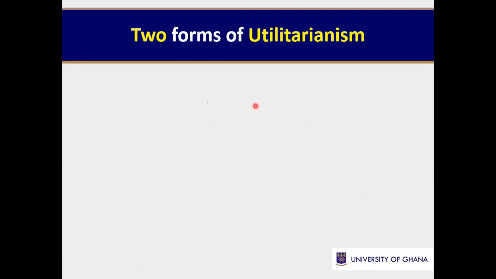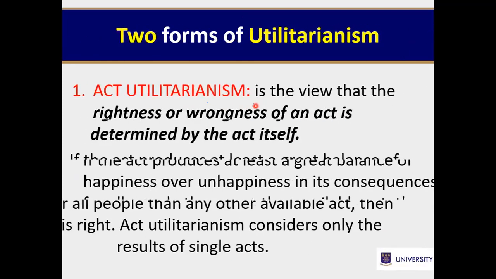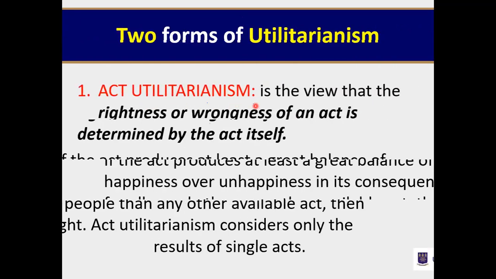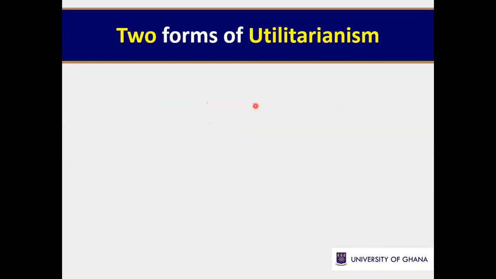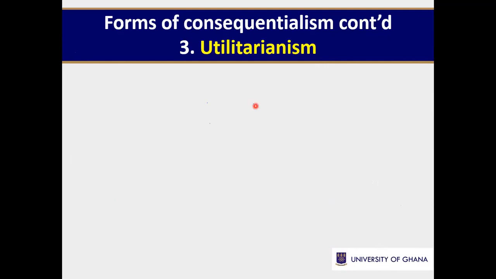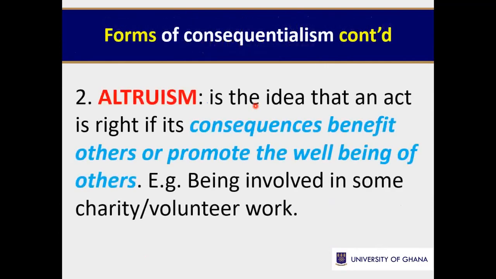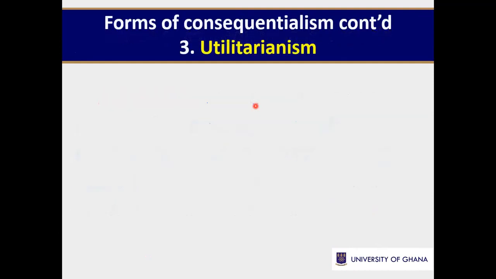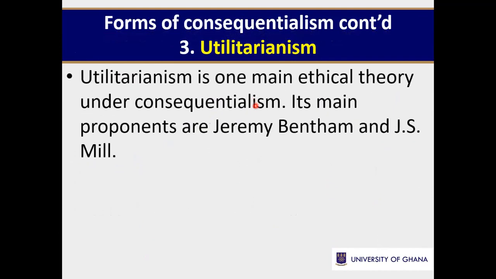We have seen the second one. We just saw ethical egoism and altruism. I'm trying to take out some content that may not be useful to you now, so you can manage very well. So you know ethical egoism, and then we did the second one, altruism. And so the third one, which you must know, utilitarianism. It is also a consequentialist theory. What does it say? Utilitarianism is one main ethical theory under consequentialism.